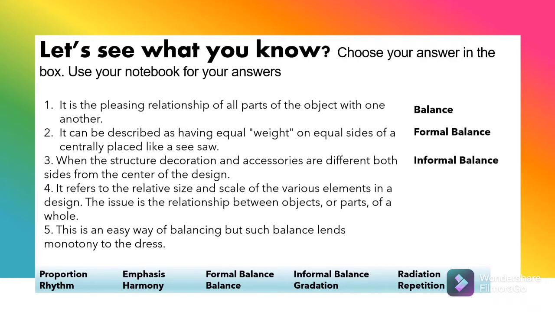The relationship between objects or parts as a whole is proportion. This is an easy way of balancing, but such balance lends monotony to the dress. So we have formal balance. Did you get it all correct? If not, let's try this one more time.